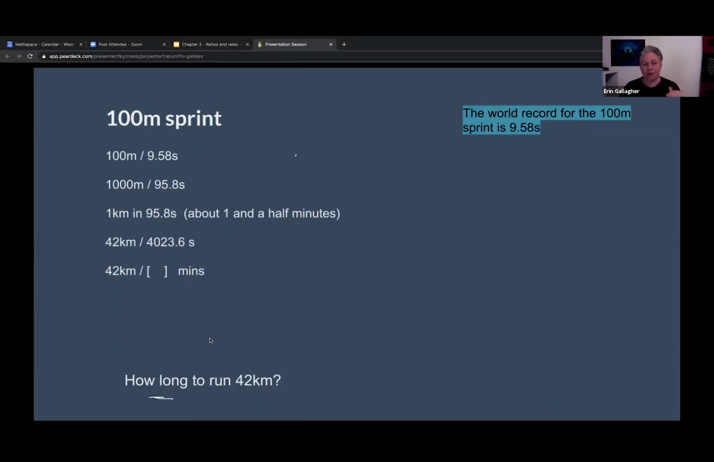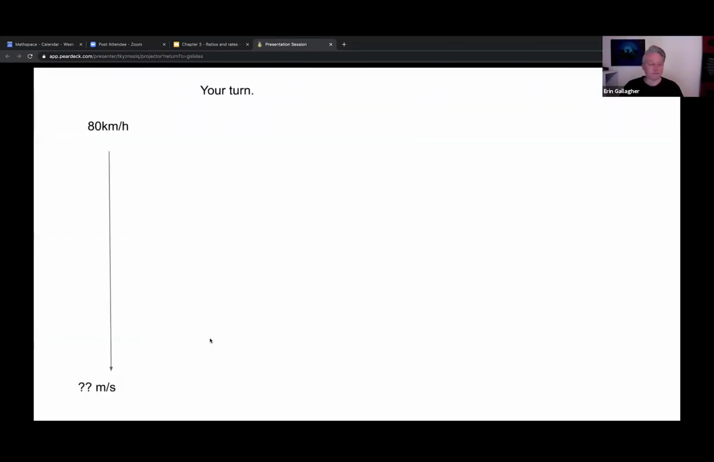So how do I go from seconds to minutes? Well, I would divide that by 60. There we go. It's about 67 minutes. So that's about twice as fast as the marathon runner. But again, he can't probably hold that up for 42 kilometers. It's a lot of energy. But it just gives you a bit of an indication. He's about twice as fast.